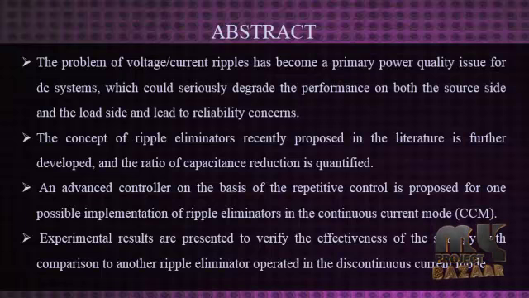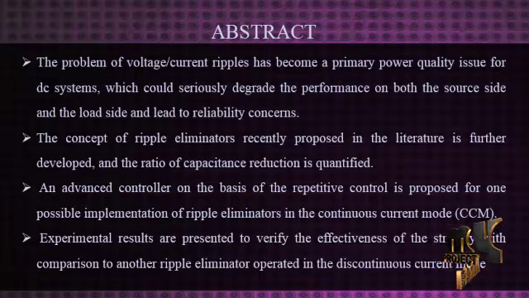The concept in the literature is further developed and the ratio of capacitance reduction is quantified. The power quality problem with such a ripple eliminator is formulated as a control problem to actively divert the ripple current on the DC bus. The main focus of this proposed design is to investigate how advanced control strategies could improve the performance of the ripple eliminator.